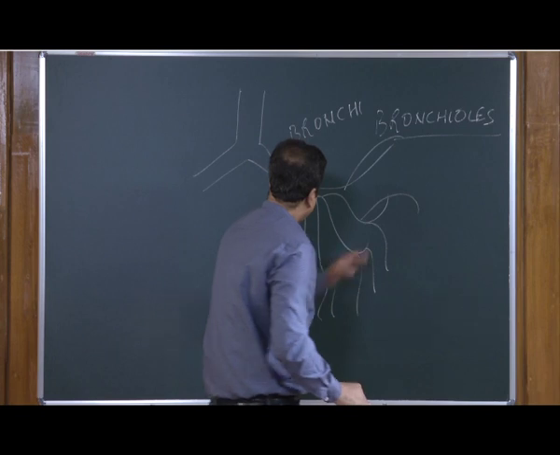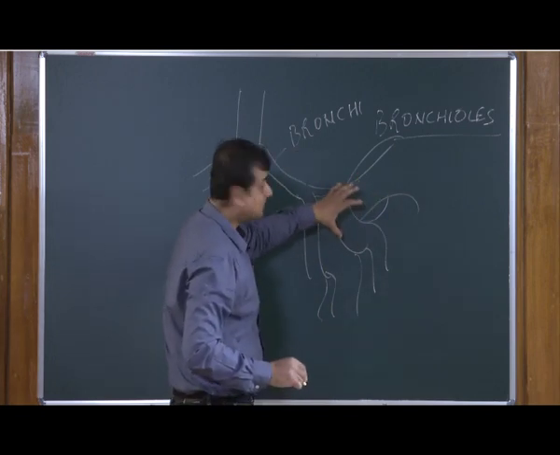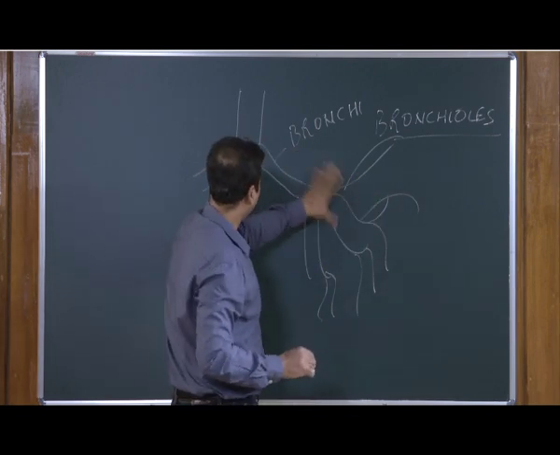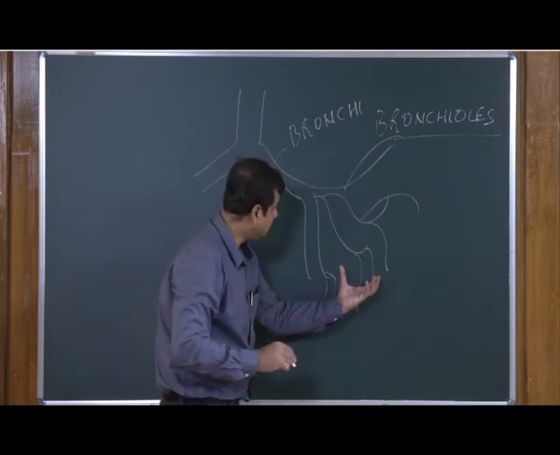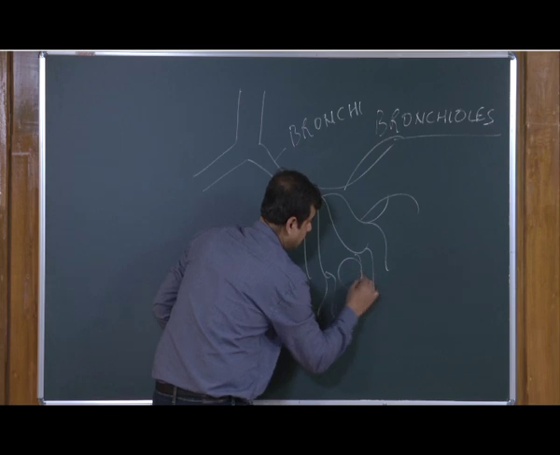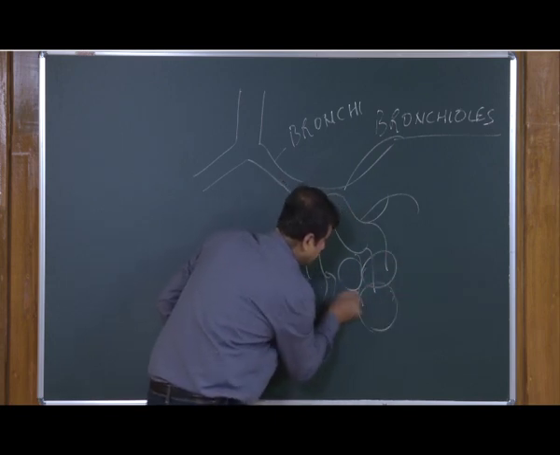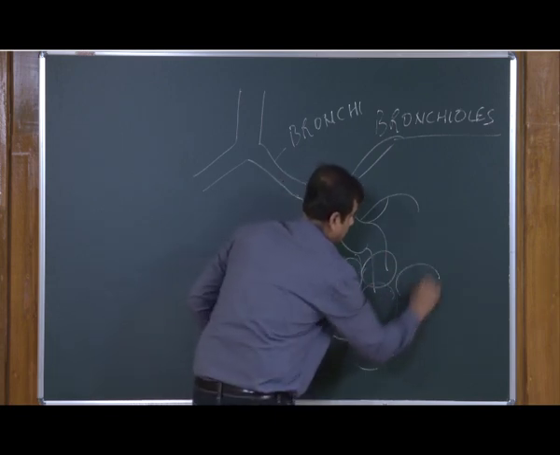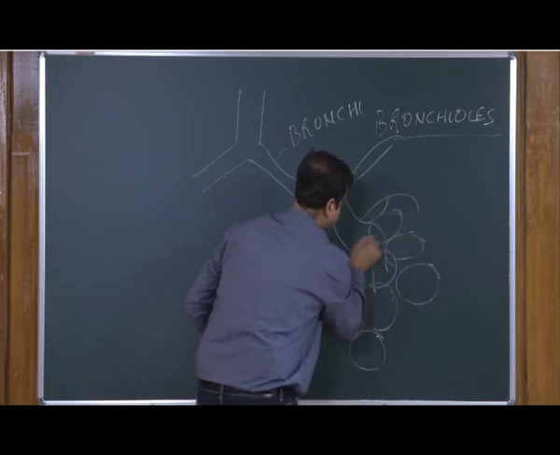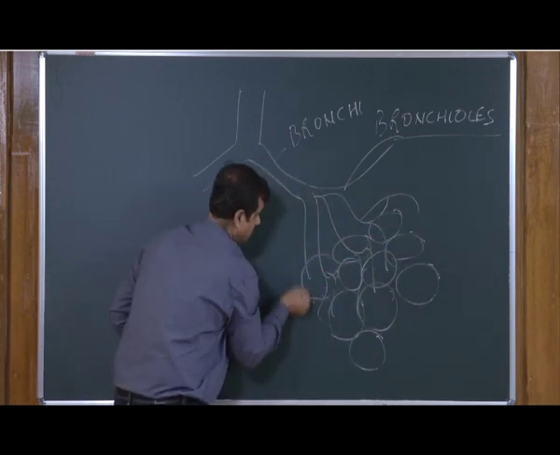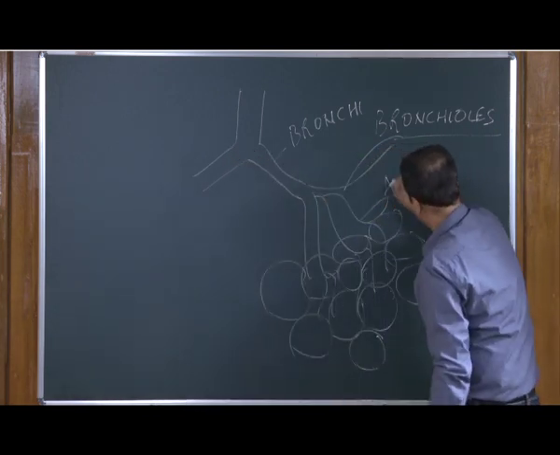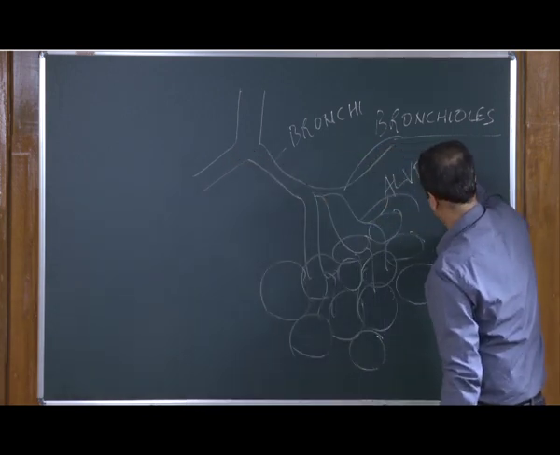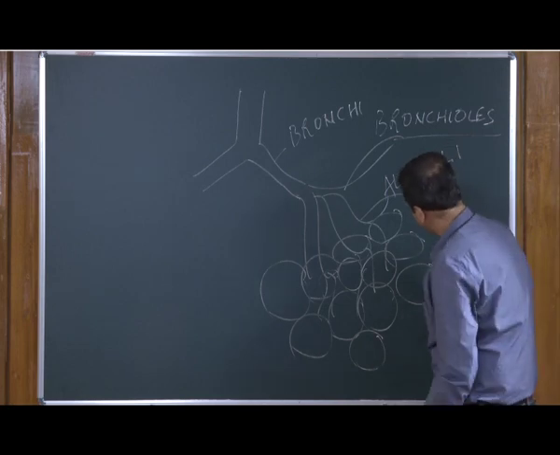Bronchioles. Now this bronchiole is the terminal point of the bronchi. If you start looking at bronchioles in detail, they have a very globular structure. This globular structure is what we call alveoli. So these are the alveoli.